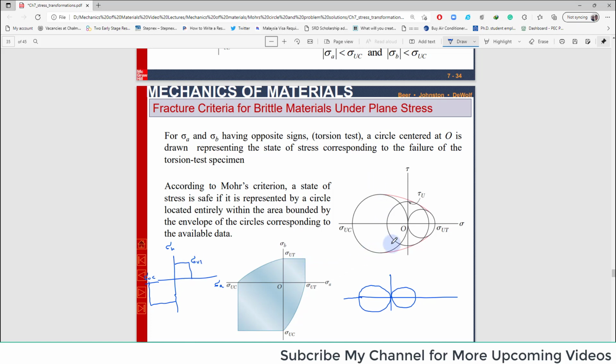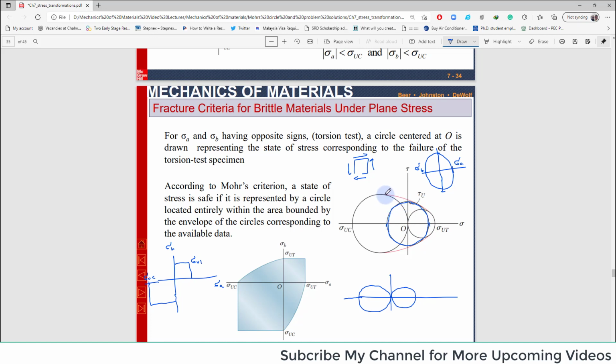Now we have a condition for the object which is under pure shear. Clear? So what will be its Mohr circle? Again for this we will have a Mohr circle. You will have a shear point over here, and a shear point over here. If you draw the Mohr circle, this will be sigma A and this will be sigma B. So this is represented over here.